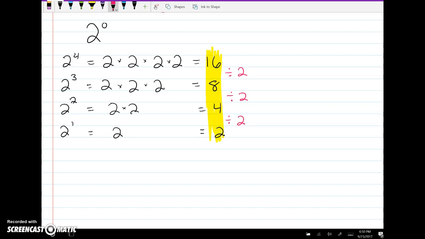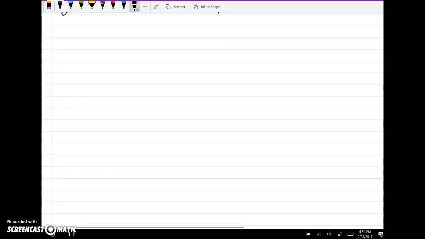So, whenever I'm counting down, when my exponents get to be 1 less, 3 is 1 less than 4, 2 is 1 less than 3, 1 is 1 less than 2, it's the same as dividing the number before by 2. Well, if we use that logic, then 2 to the 0 equals 2 divided by 2. And 2 divided by 2 is 1. So 2 to the power of 0 is 1.